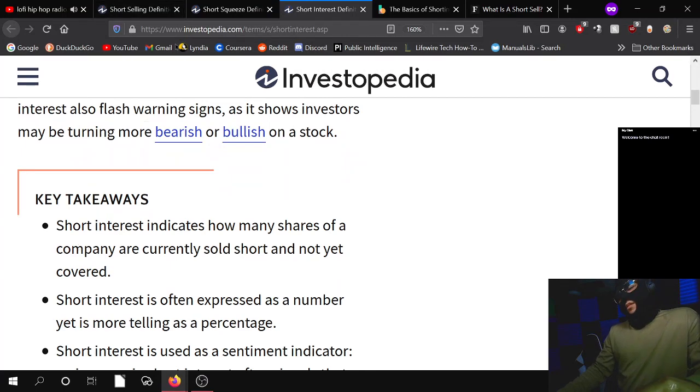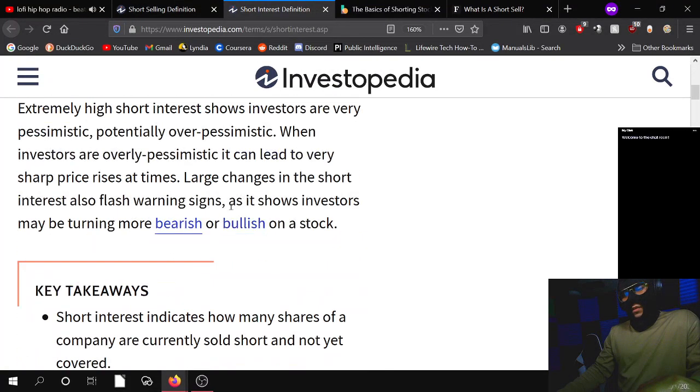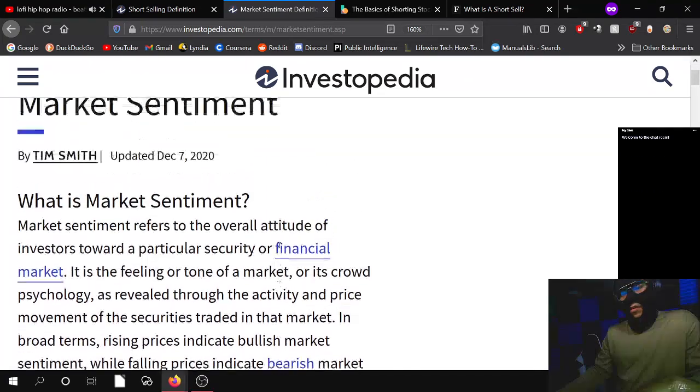They also have the bearish and bullish. I'll read more into that if it actually covers it on the short selling page itself. But for market sentiment, let me briefly talk about it. That's something I don't know much about.